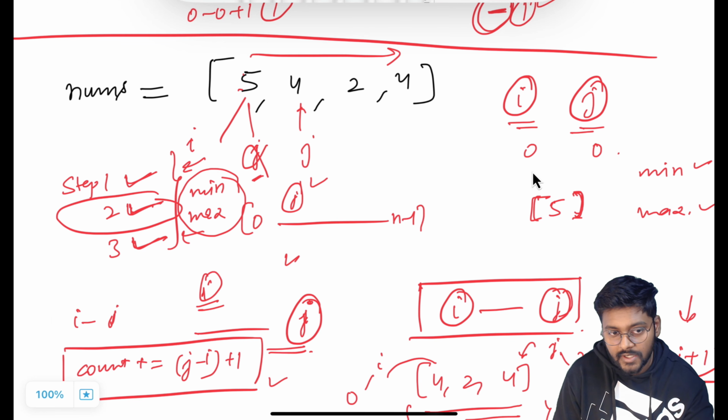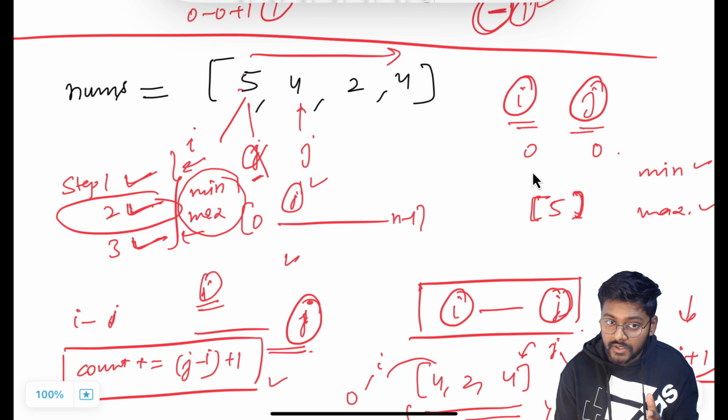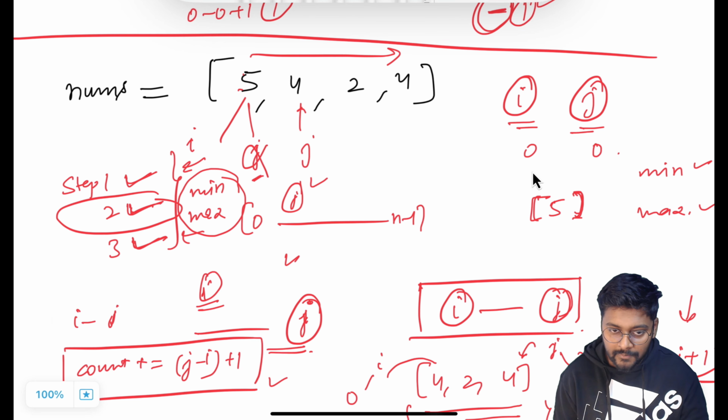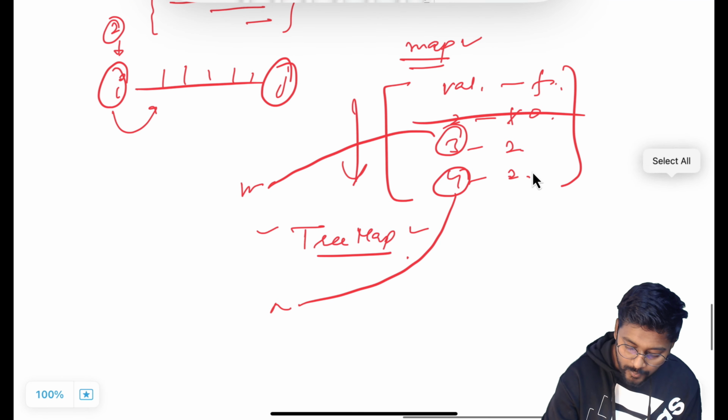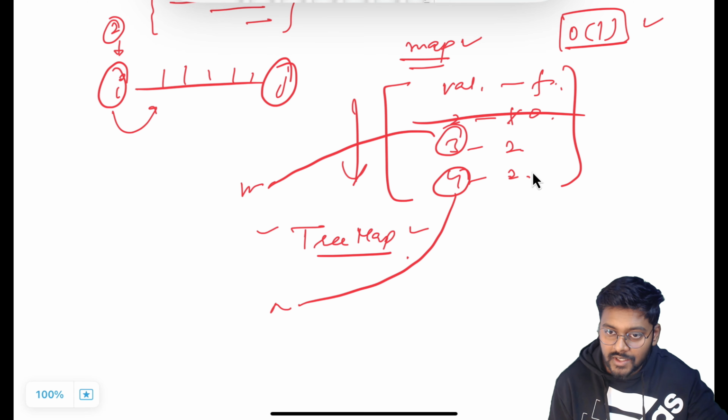So from i to j, the first step is introducing j and then seeing whether the window is valid or not. If the window is not valid, you have to increment the i pointer, the left pointer. When you are incrementing the left pointer, you are discarding a value from the window. Discarding a value from the window changes your minimum value and maximum value. To make that operation take order of one time, I have introduced this tree map. Because using a tree map, I will be able to get the minimum key and maximum key in constant time.